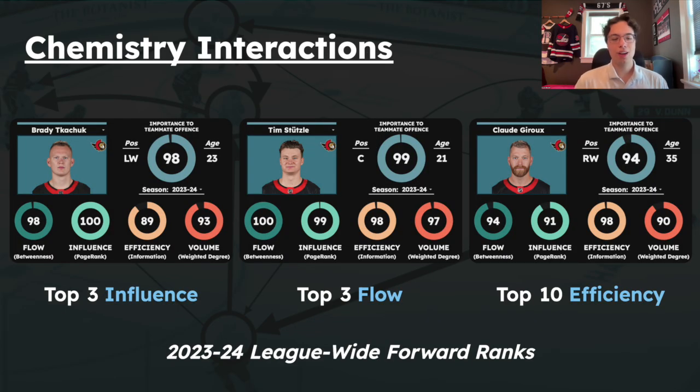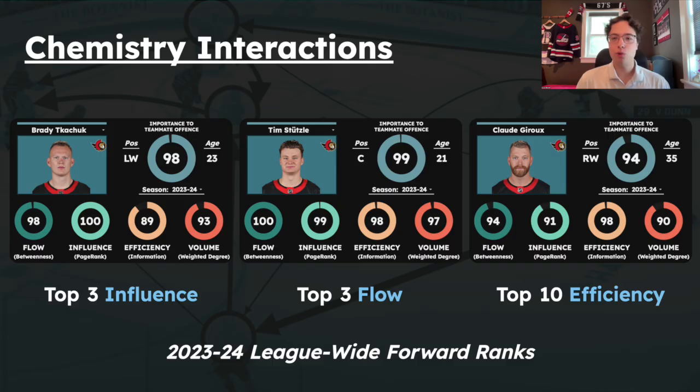Now we'll end it off with a quick case study of how the different centrality measures will work together on a chemistry basis in those interactions. So this data is all for the 2023-24 season, and the ranks are league-wide amongst forwards. So we'll use my hometown team, Ottawa Senators, and their first line for this.